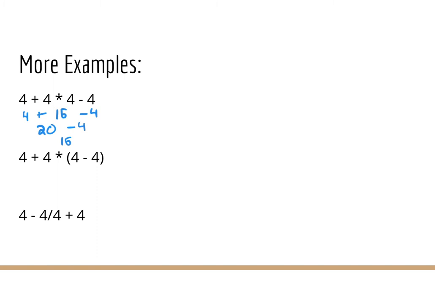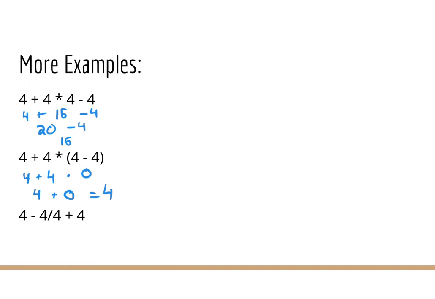Moving down to the second example, we threw some parentheses in here, so we actually have to do that first. 4 minus 4 is 0. So now we have 4 plus 4 times 0. To do our multiplication first. So 4 times 0 is 0. So now we have 4 plus 0 equals 4. Now we found the number 4.